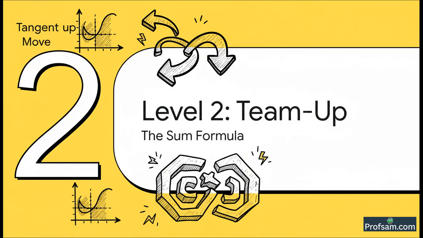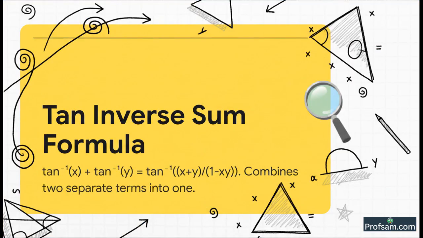This move is what I call the team-up move, and it's for combining two tan inverse functions. Now, you need to pay close attention here, because this is where most of the questions in your exams will come from. This is probably the most famous, the most superstar formula in this entire chapter. It's the one for adding tan inverse of x and tan inverse of y. And trust me, it's a real game changer because it lets you take two separate terms and team them up into one single neat expression.